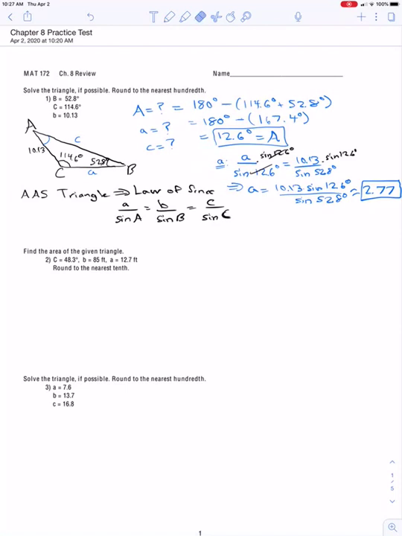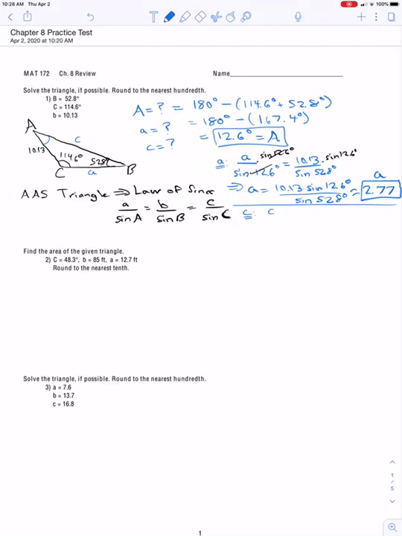And now we're ready to go find our last part, which is B. So the only thing left to get is side B. So let's go ahead and get B. Now to find B, let's set up our ratio. So B over the sine of angle B. And I'm sorry, we already have B. We don't need B. We already know B is 10.13. What are we looking for now? We're looking for side C. That's our last piece of information.